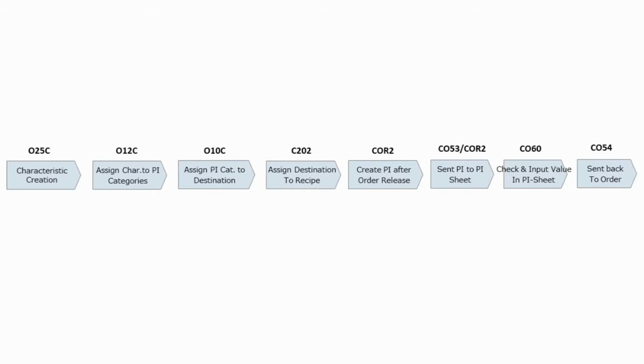First, we need to create these characteristics, and then we will assign these characteristics to a PI category. This PI category we can consider as a characteristic group. And then we need to assign this PI category to a destination. Then we need to assign this destination to a recipe. And then we create the PI after order release. And then we will send this PI to the PI sheet. And we will check and input values in the PI sheet. At last, we need to send back this PI to the process order.